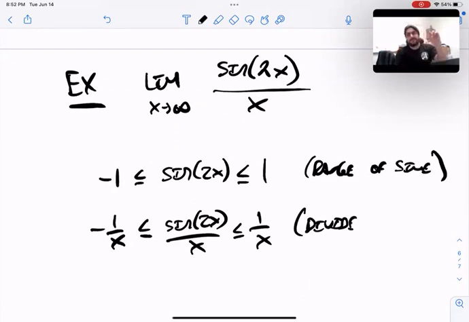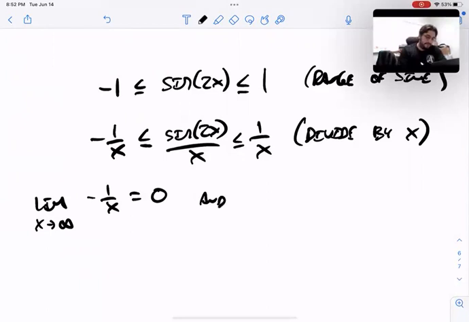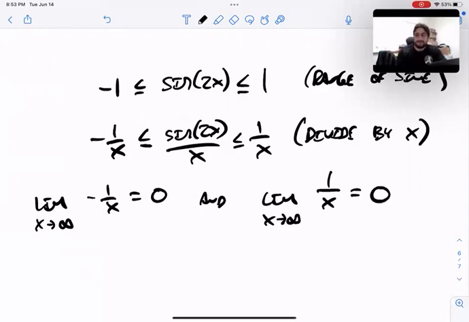I don't have to worry about flipping the inequality when dividing by negatives because x is going to positive infinity. Certainly x here is positive. So I divide by x. I'm starting out with just the range of sine. Sine is always between 1 and -1. Then I divide by x on all three of these pieces. And now what's the limit of the lower bound? That's 0 because it's -1 over infinity. The limit of the upper bound is also 0 because it's 1 over an arbitrarily large number. So the upper and lower bounds are going to 0. Therefore, the quantity in the middle must also go to 0.